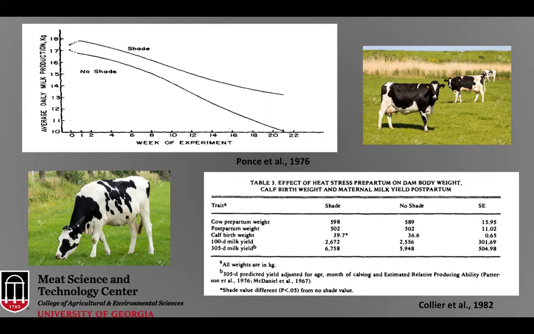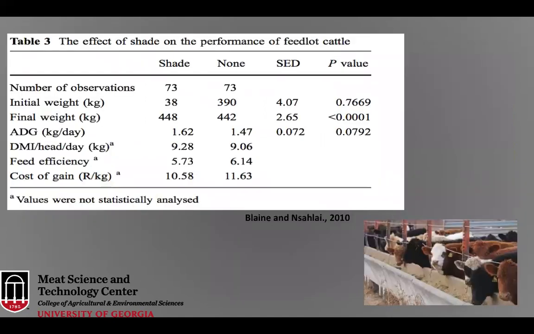Also in the top left, you can see that over time without shade, your average milk production decreases over the weeks compared to the shade. Also looking at feedlot performance, we see that there is a tendency to have lower average daily gain. You do see a significantly lower final weight and higher feed efficiency. Not significant, just numerically in their feed efficiency, but you do see that it's affecting their final weights, which can affect the feedlot.